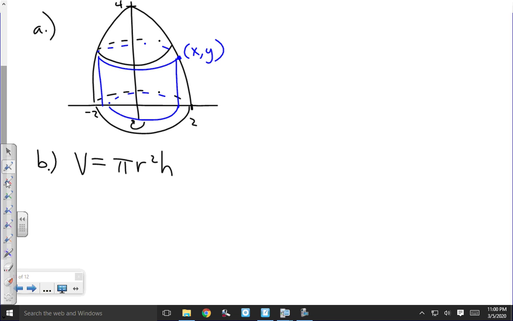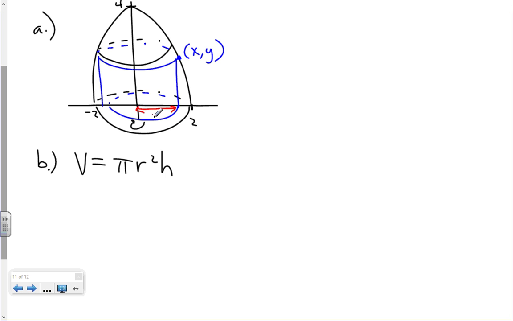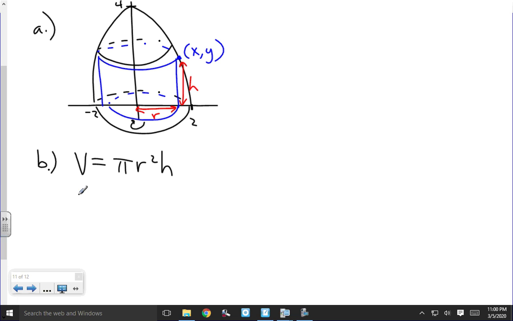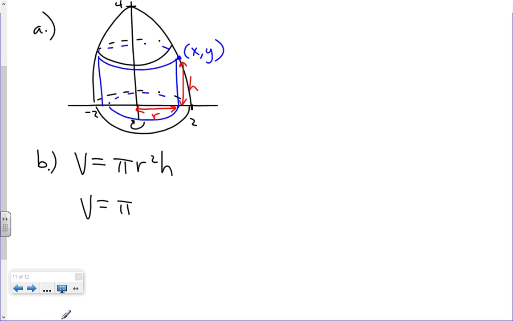So I'll mark those here. If we were to measure the radius, it is this distance right here. That's our radius r. Well, notice that's the same distance that x measures in that sample point xy. The height of that cylinder is this distance. That's the height. Notice that's the same distance that y measures. So it turns out I can replace the radius and height and put this in terms of x and y. So it's pi times the radius is x, so it's x squared, and the height is y. So I can replace the height with y. So there's our equation, pi times x squared times y.